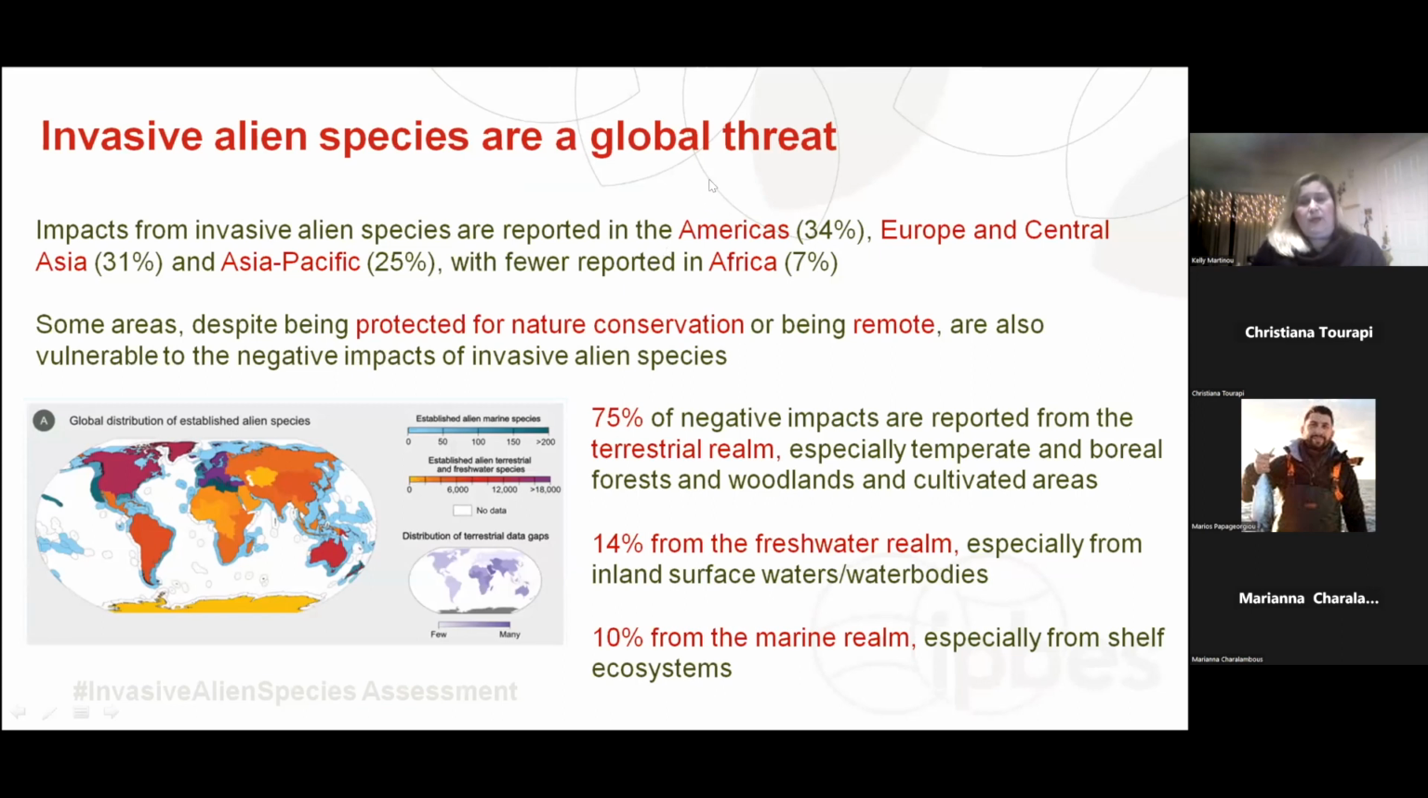So the impacts that we collected, the data that we collected on the impacts, they mainly come from the US. So we have more documentation in the US, in Europe and Central Asia, less in Asia Pacific, and even fewer in Africa. And actually what we found is that conservation areas or even remote areas are affected by invasive alien species. And also most of the documented impacts come from the terrestrial realm, but we also have some impacts recorded from the freshwater realm and also from the marine environment. But it's not a surprise that most of the documented impacts are from the terrestrial realm, because it's easier to collect the data in the terrestrial environment as well.